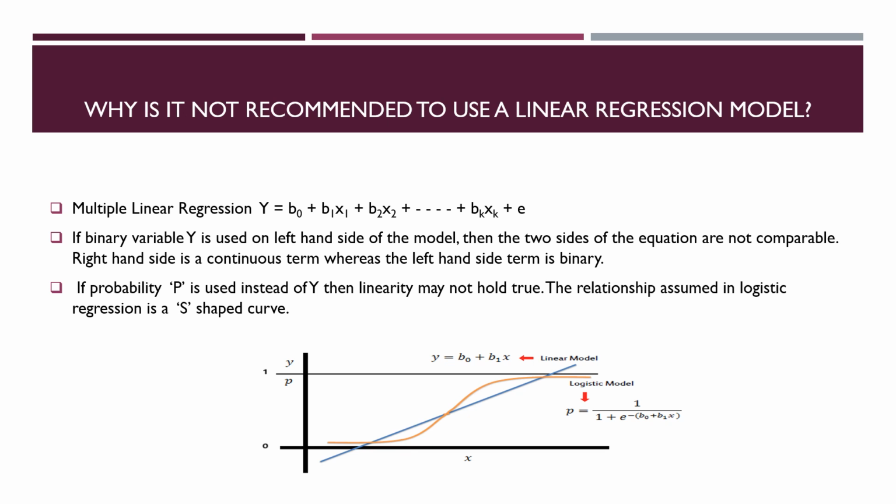This slide explains why multiple linear regression cannot be used where y, the dependent variable, is binary. Look at the model equation. If y is binary, then it takes only two possible values, 1 or 0. Whereas the right-hand side is continuous, meaning it can take values between minus infinity and plus infinity. Hence there is a mismatch between the left-hand side and the right-hand side of the equation. If we use p instead of y on the left-hand side of the model, then linearity does not hold true. The shape of the curve is an S-shaped curve.